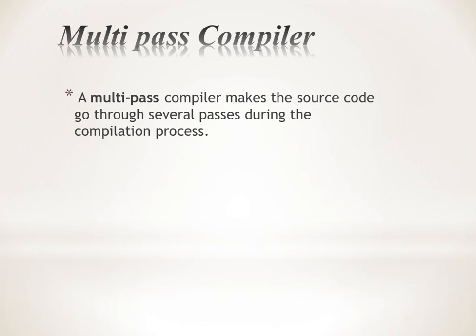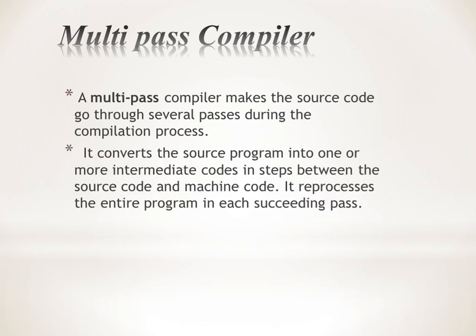So the multi-pass compiler is the compiler that makes the source code go through several passes during the compilation process. It converts the source code program into one or more intermediate codes in the steps between the source code and the machine code. It reprocesses the entire program in each succeeding pass.